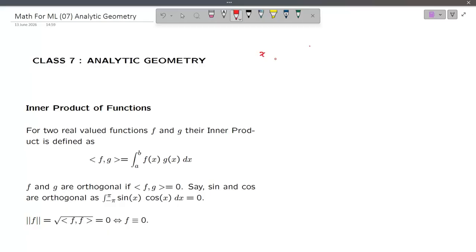So for two vectors x and y in Rn, we defined the inner product of x and y as the summation of xi yi, i equal to 1 to n, or we also define the inner product as x transpose A y, where the matrix A is positive definite.